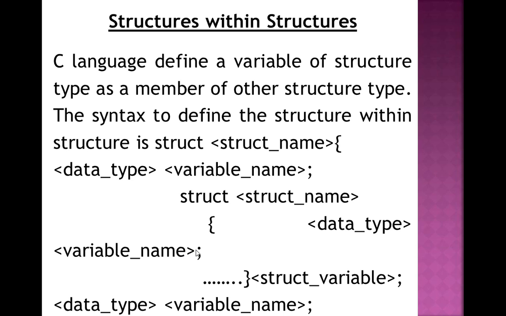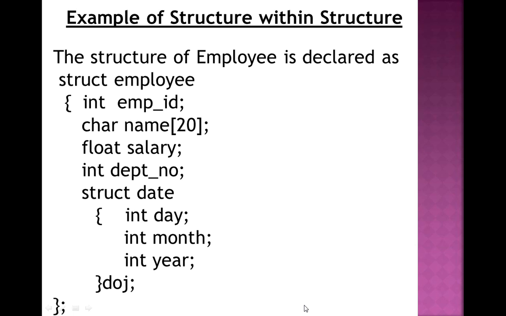The syntax to define the structure is struct name, this is your structure, data type, curly brace start, data type, variable name, again using struct name. So this is the inner struct of the outer struct. This is your outer struct, this is your inner struct, that is struct name, data type, variable name. Then give as many data types and variable names as you can, like int a, float b, char c. Then close the structure.